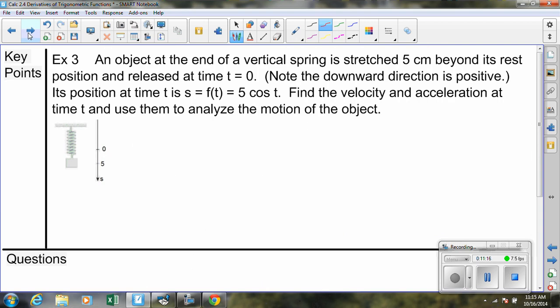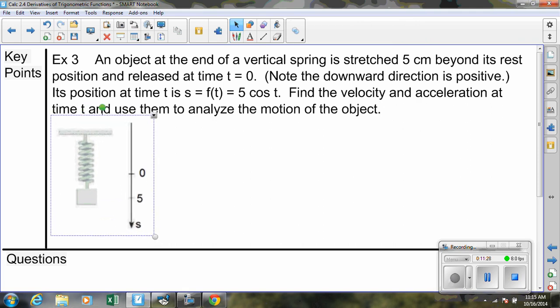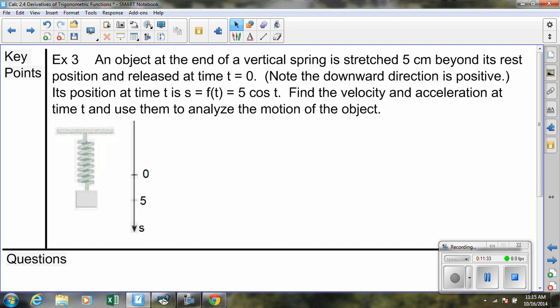Okay, our third example. An object at the end of a vertical spring is stretched 5 centimeters beyond its resting position, and then it's released at a time t equals 0. Please note, though, that when you stretch it downward, 5 centimeters down is our positive, so we're not using the traditional 5 is up, negative 5 is down. We have an inverted coordinate plane in this one because down is positive for this particular problem.